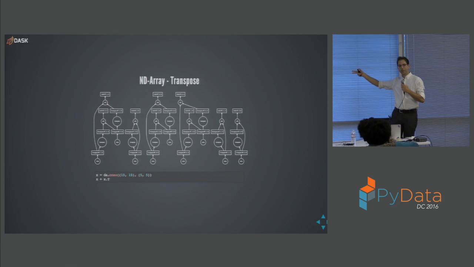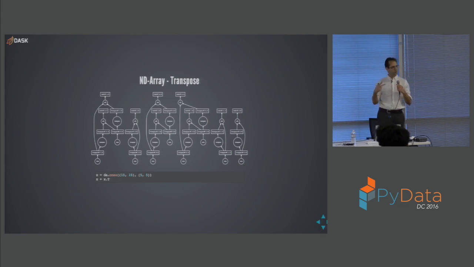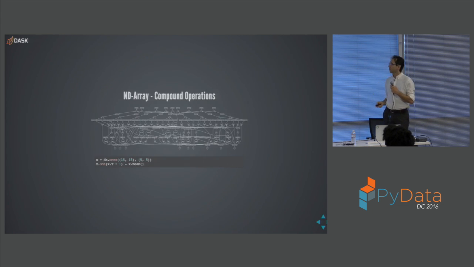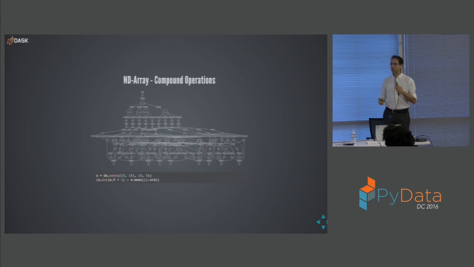These graphs are fun to look at. You don't need to understand what they do, but you should get the impression that they're fun and strange. And so the challenge here is computing these strange graphs. Here's a matrix multiply on top of the transpose. And we can keep composing these things to make them more and more complex. This one is actually fairly mundane. This is fairly simple.